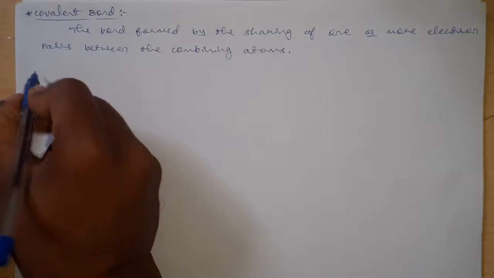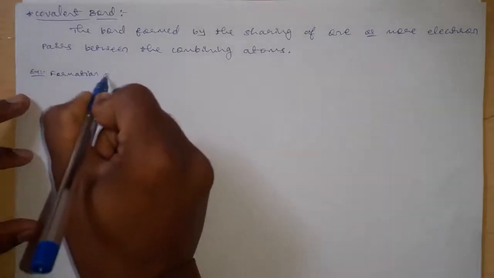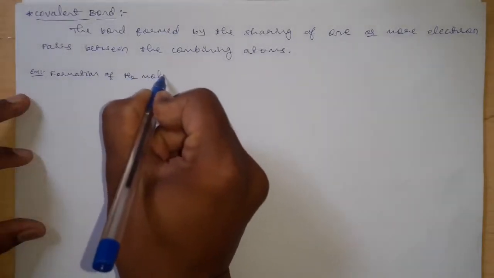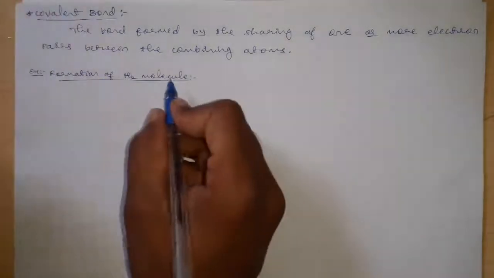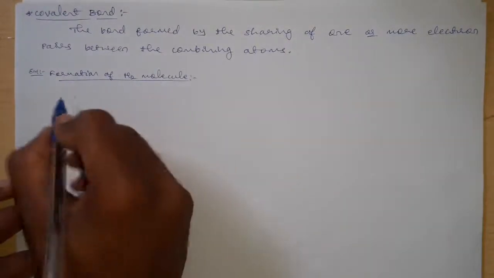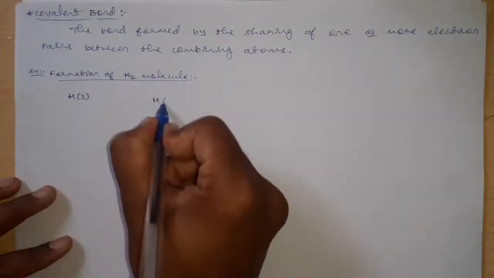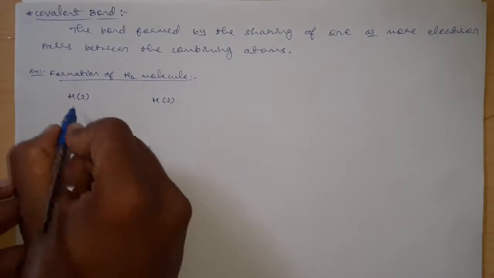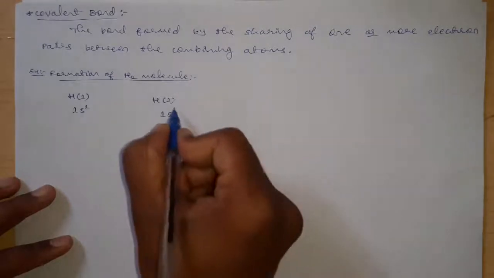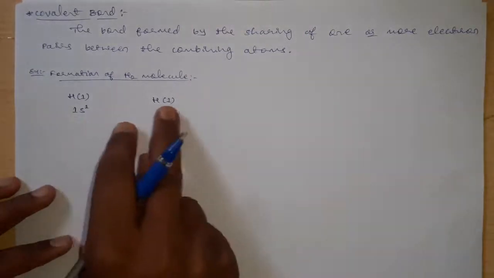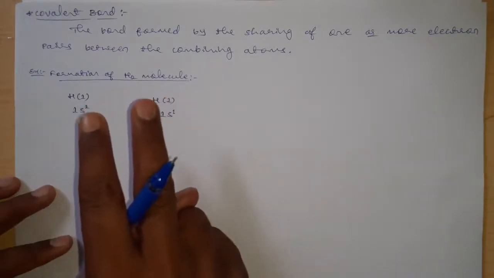Take for example the formation of the H2 molecule. The H2 molecule is formed by the combination of two hydrogen atoms. Hydrogen has atomic number 1, and its electronic configuration is 1s1. According to the octet rule, for hydrogen and helium it is a duplet, 2 electrons.